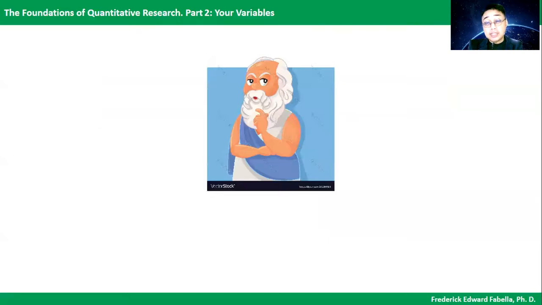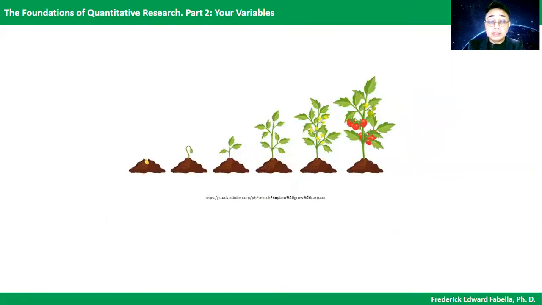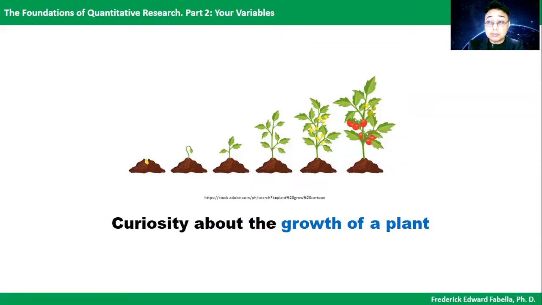Well, scientific inquiry began with curiosity, as we all know. Perhaps the philosophers of old were curious about their environment, their surroundings, their universe. They wanted to make sense of the world that they lived in. So they could have been, for example, curious about the growth of a plant. And of course, this is a very basic example that we will use.